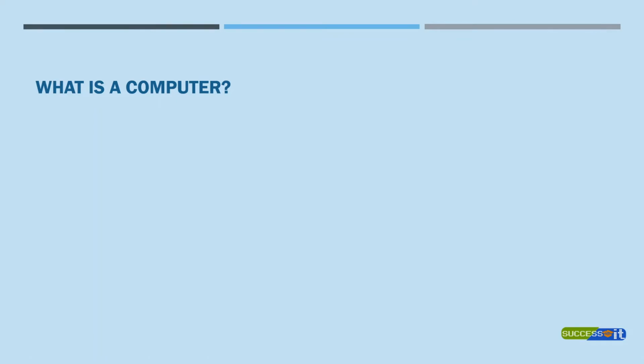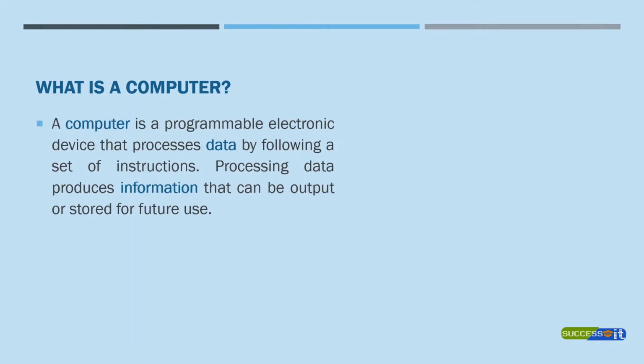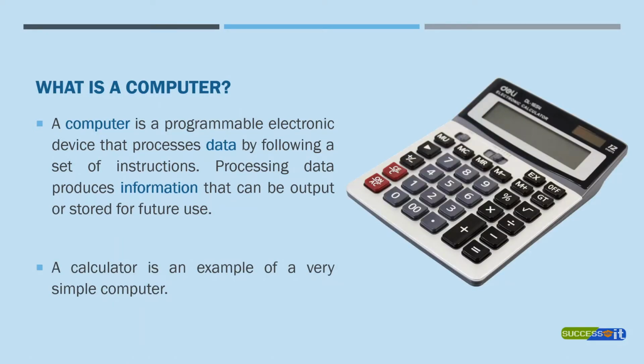What is a computer? A computer is a programmable electronic device that processes data by following a set of instructions. Processing this data produces information that can be output or stored for future use. A calculator is an example of a very simple computer. It can process data and output the information from the processing. So, if we ask it to add 2 plus 6, the processing would produce the information, which is 8.